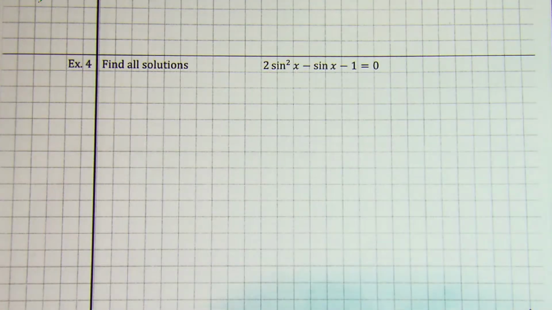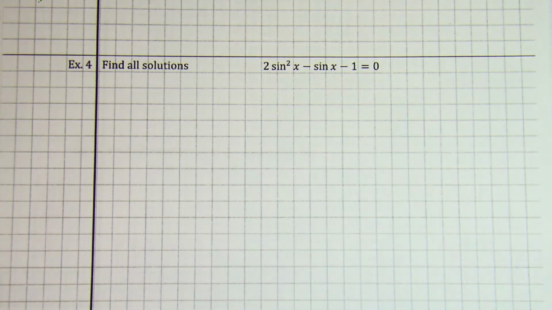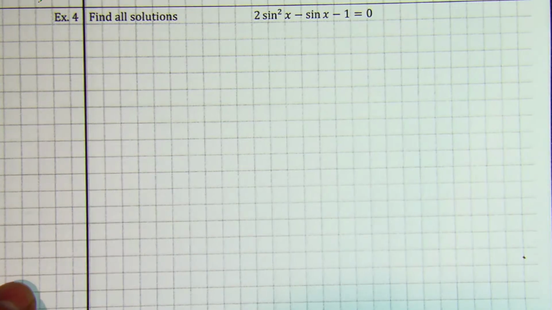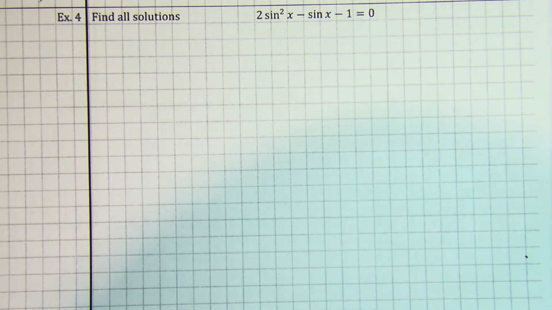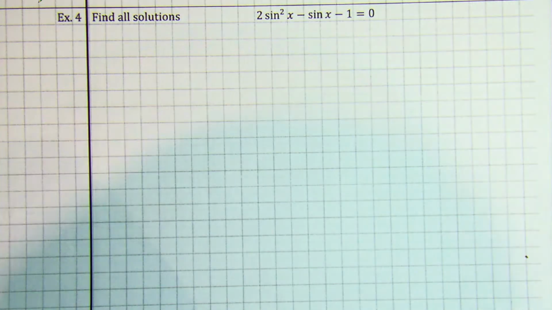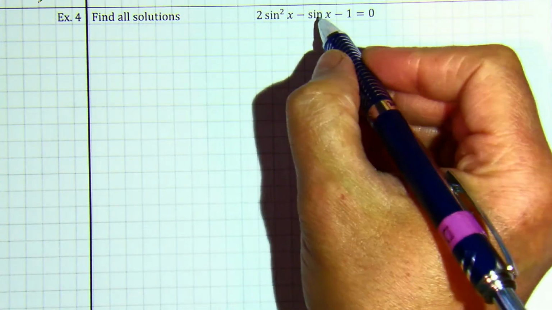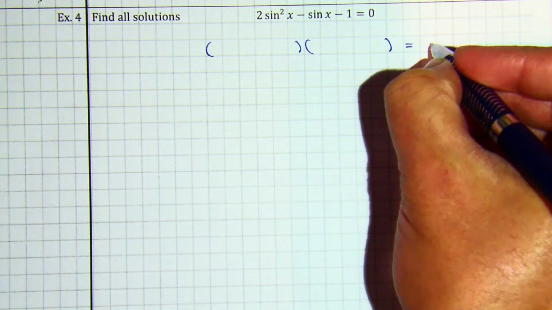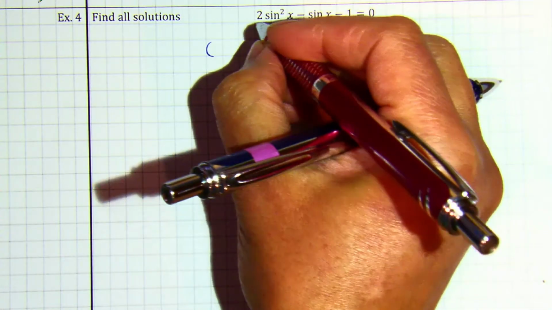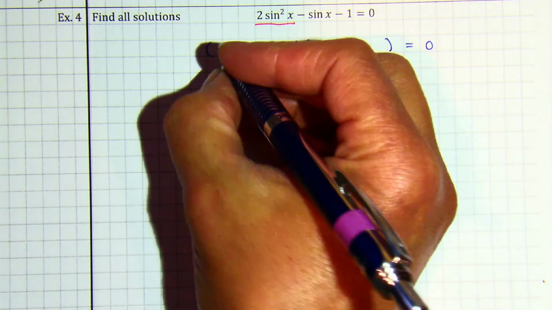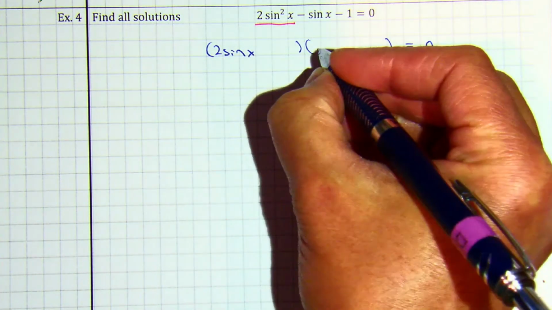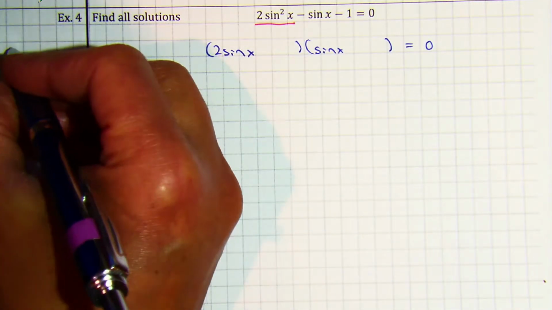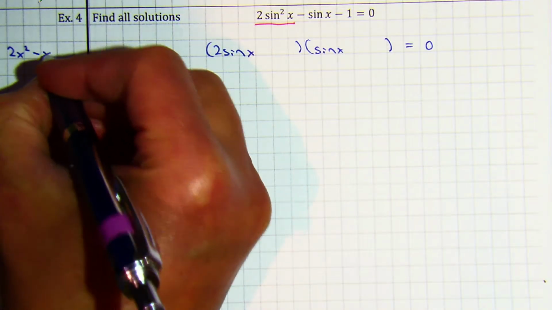Example number 4. So once again, we have a quadratic equation that we need to solve. And in this case, it's already equal to 0. We have x squared, the x, and then the number. So we can actually factor it the same way that we factor quadratic equations. Factors of 2 sine squared of x will be 2 sine of x and sine of x. You can think of this equation as 2x squared minus x minus 1.